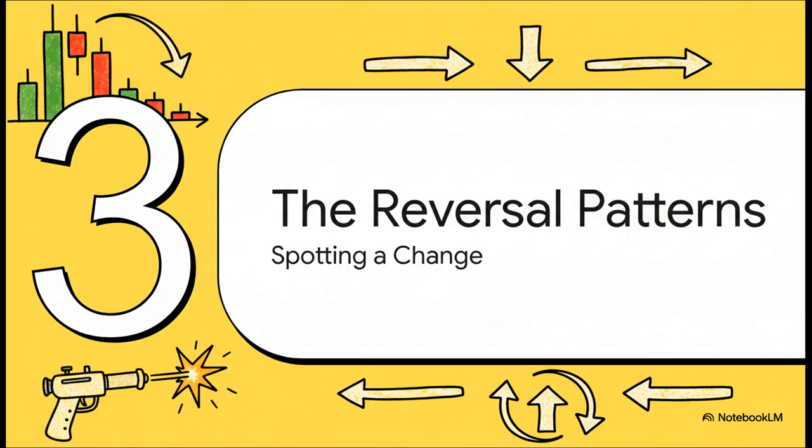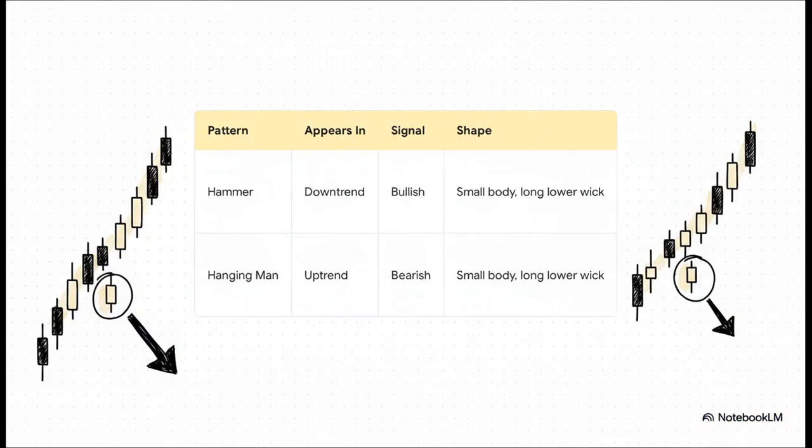So with that golden rule in mind, let's dive into our first group of patterns. We call these the reversal patterns. Think of them like a warning flare shot up in the market, signaling that the trend we're in, well, it might be about to turn around. And boom, here is our golden rule in action.